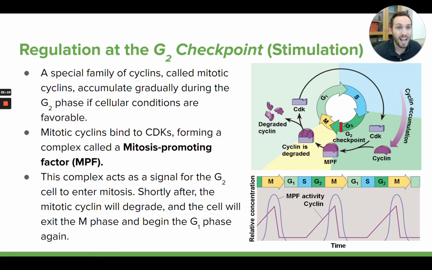But that's only going to happen if things are happening correctly inside the cell. If your DNA was replicated correctly and you have plenty of energy, resources and material inside the cell, this cyclin will start to accumulate as a response to that, which will get you past this checkpoint.